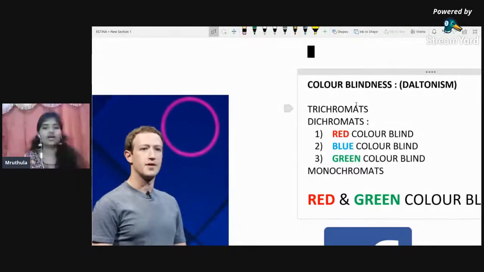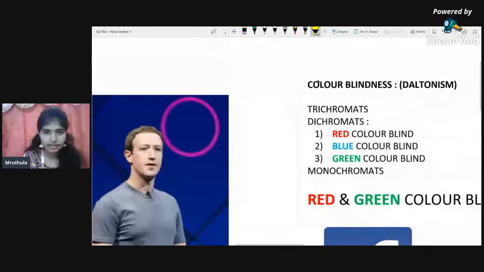Normally, we are all able to appreciate all the colors, so we are called trichromats. Trichromats means we can see all three colors, so the red cone, blue cone, and green cone are all normal. Then there are some people who are called dichromats. Why dichromats? Because they can see only two colors, which means one of the red, blue, green cones is not functioning properly.